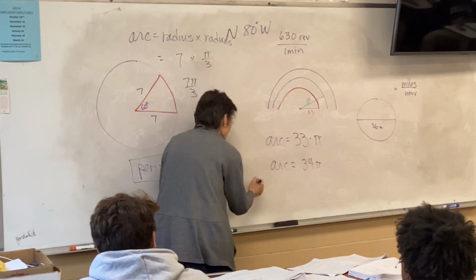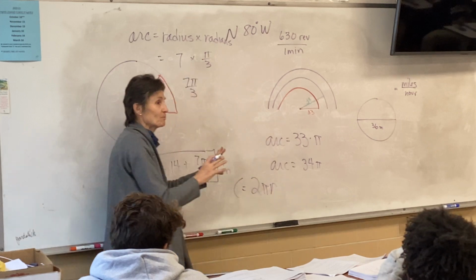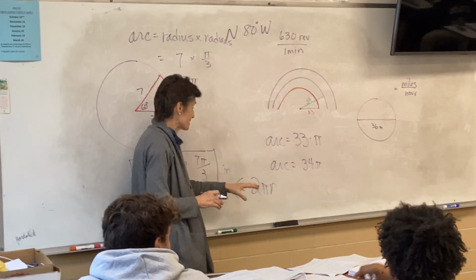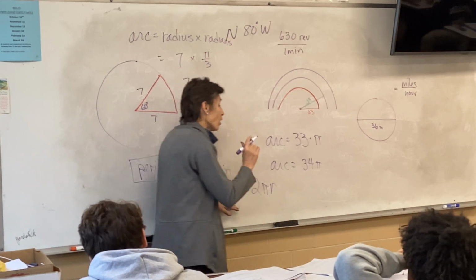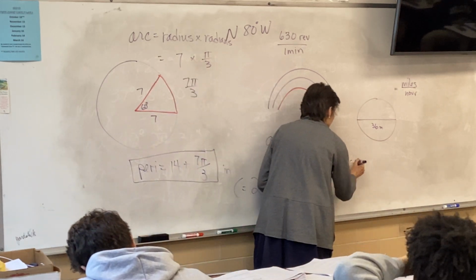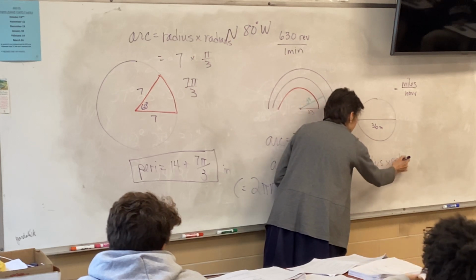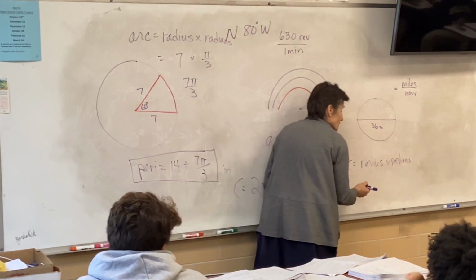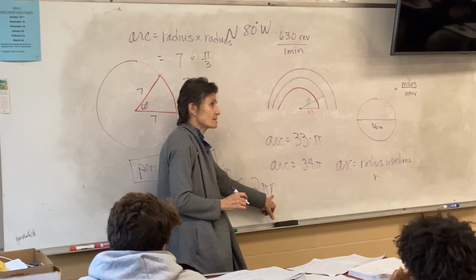Now before you say anything, I want you to think about that. I promise, I'll stop after this problem, but I want you to think about this. Circumference is 2 pi r. Arc length is radius times radians. Radius is r, right? That's the same radius.